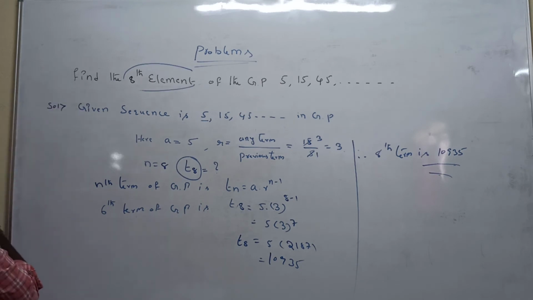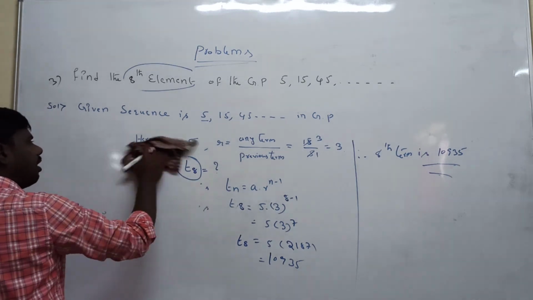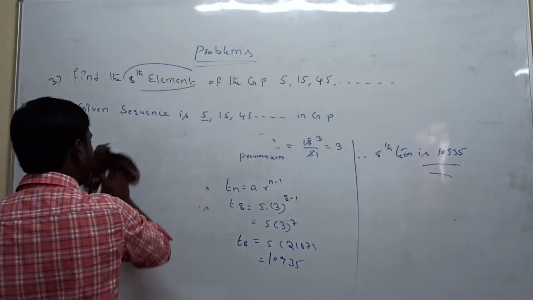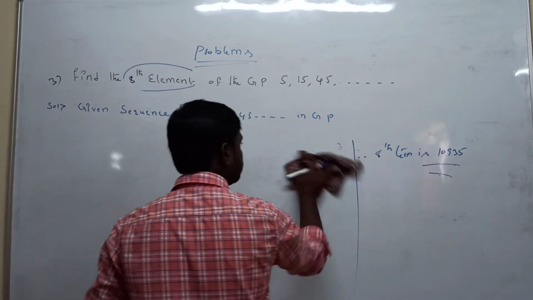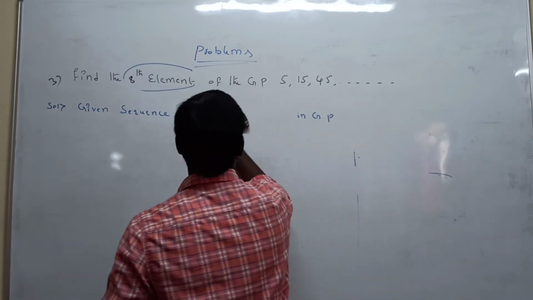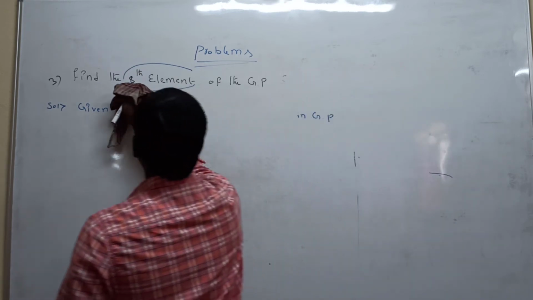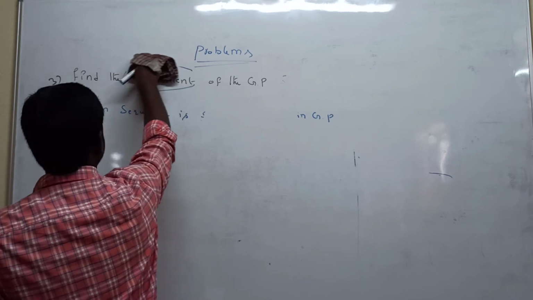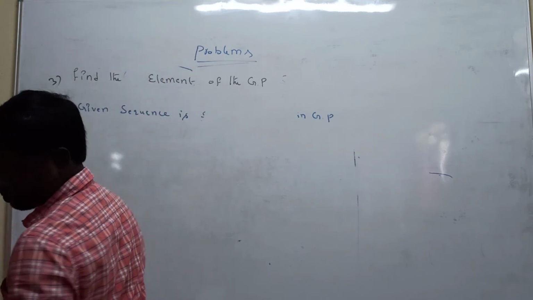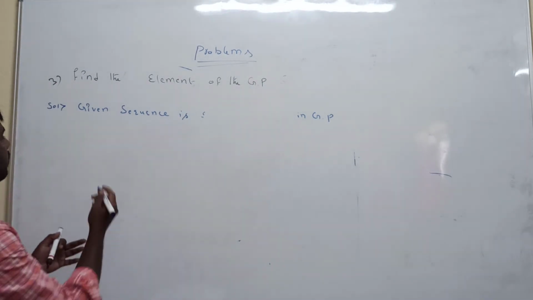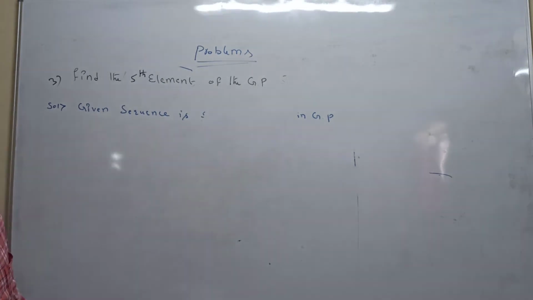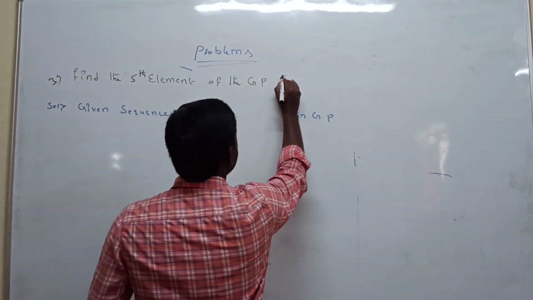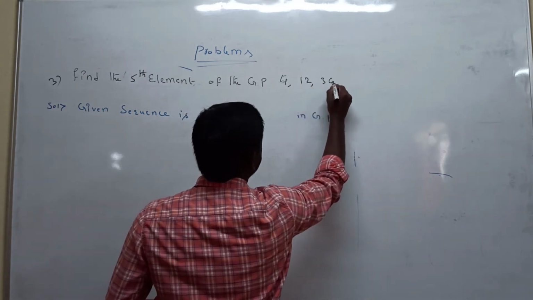Next, this was the second question. Now the third question. Very easy. All the values are given in the question, and we only apply the formula to finally calculate the nth term value. Third question: find the fifth element of the geometric progression 4, 12, 36, and so on.